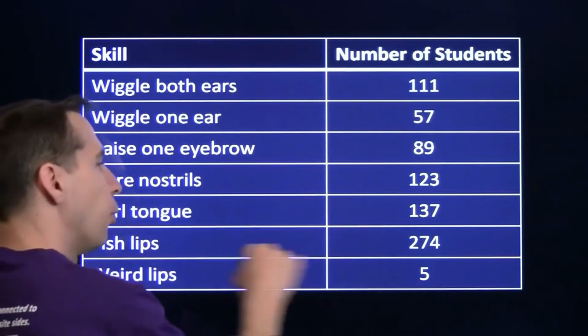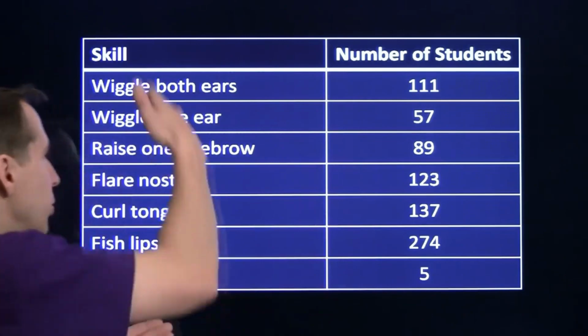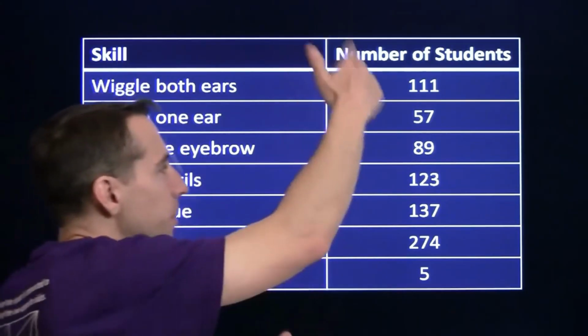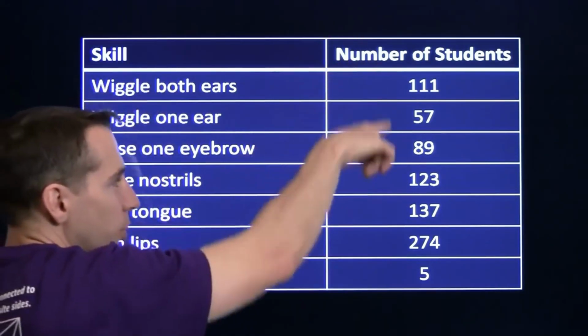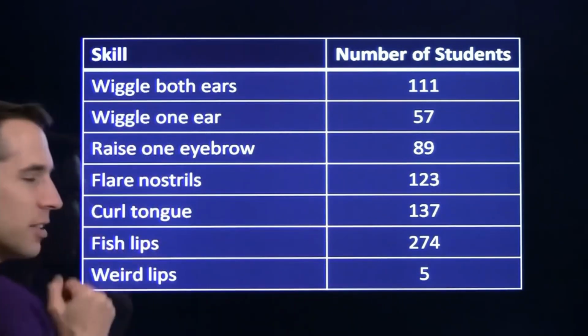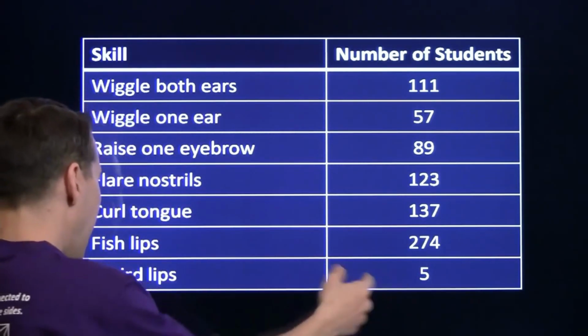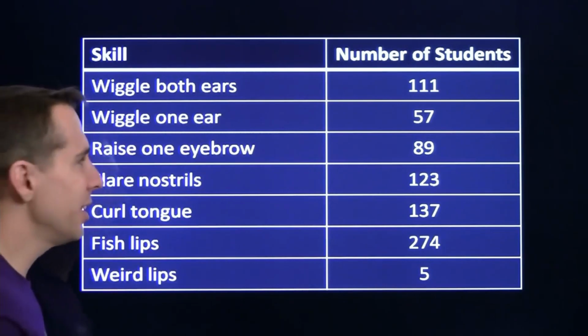This is a table. We have 1 row for each skill. You can pick out the skills really easily. You can pick out the numbers really easily. So I can look through here. 274, that's the highest. Fish lips is the most common. 5, that's the lowest. Weird lips, that's the least common.